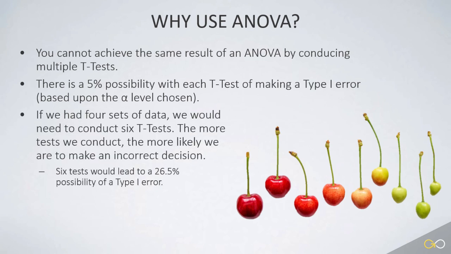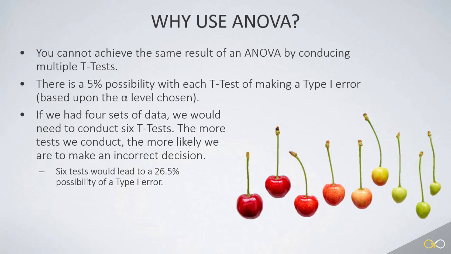If we had 4 samples, we would need to conduct 6 t-tests, so the probability of a type 1 error is compounded. That means that our chance of making a type 1 error across all 6 tests is now up to 26.5%. And keep in mind that the type 2 error probability is often higher than the type 1 error, so the chance of a type 2 error is even higher. The more t-tests we run, the more likely we are to make a wrong decision.